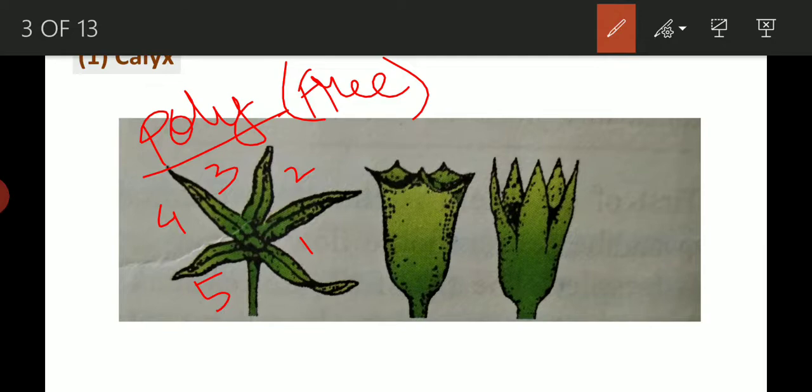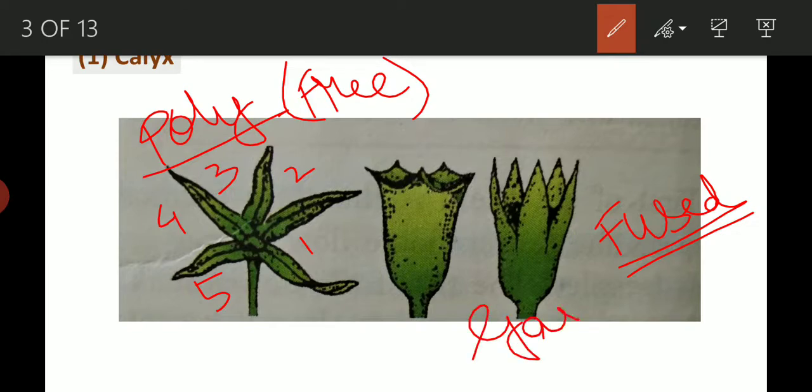And in some cases it can be fused. We cannot distinguish each one from the other. This is known as gamosepalous. In this case, see, these 5 sepals are fused. They are not separated. So these are the 2 types of sepals. One is polysepalous, where the sepals are free, and another is gamosepalous, where the sepals are fused.